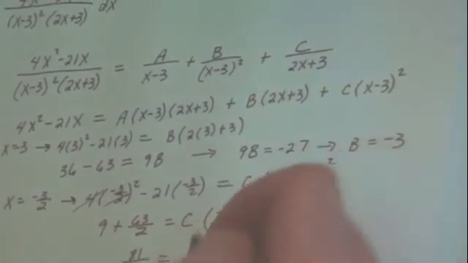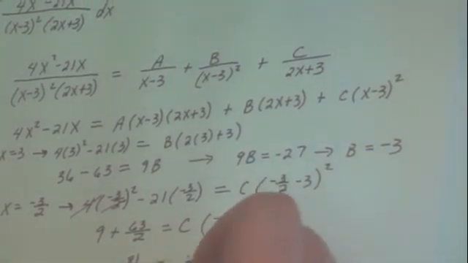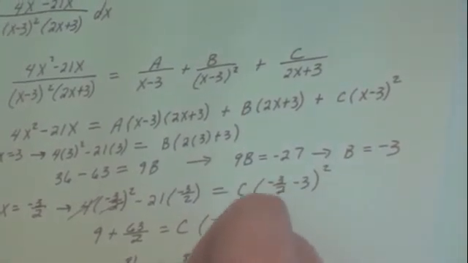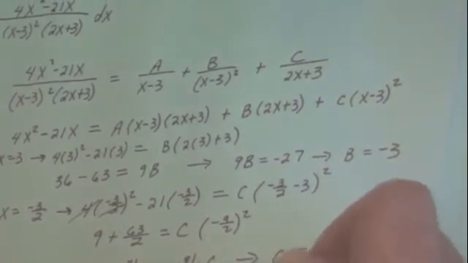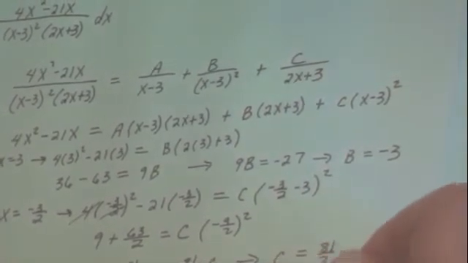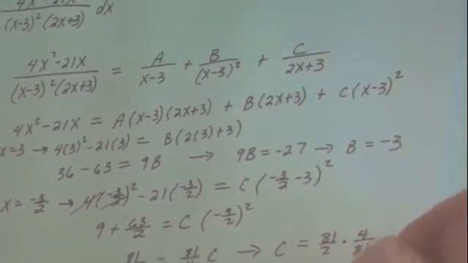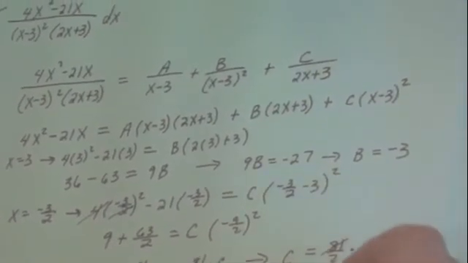And nice! The right-hand side, I'll get 81 over 4C. Thus, C is equal to 81 over 2 times 4 over 81. C is equal to 2.